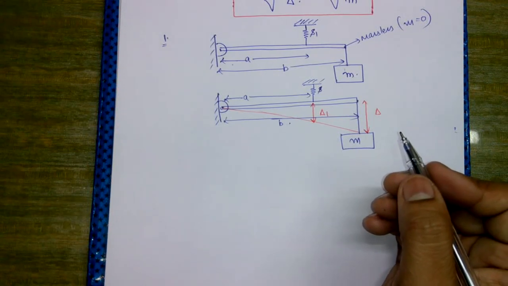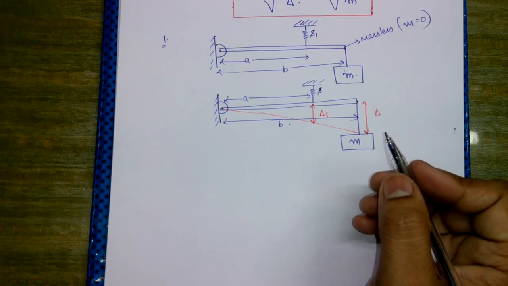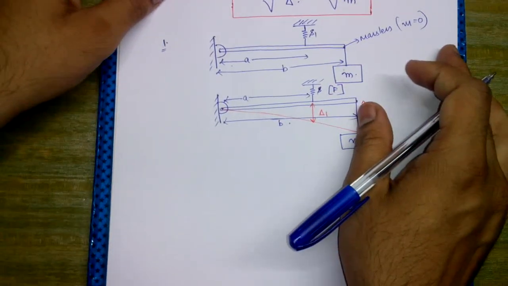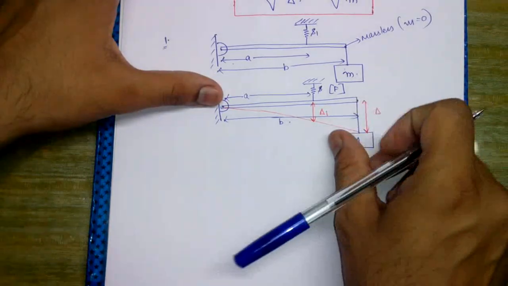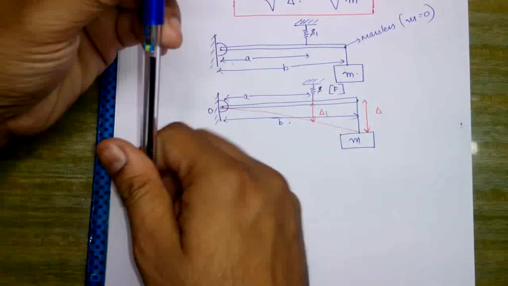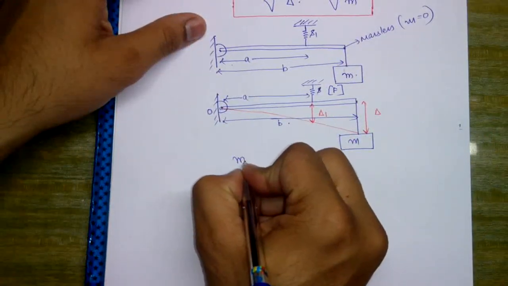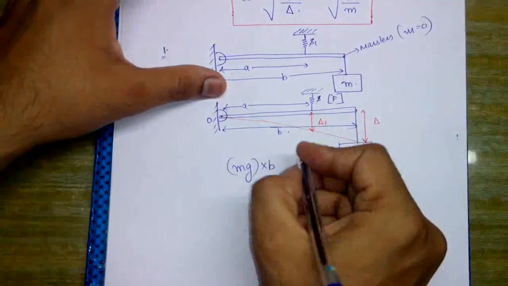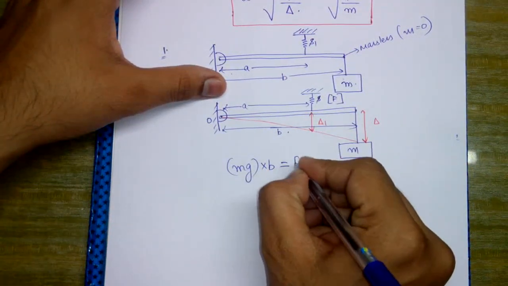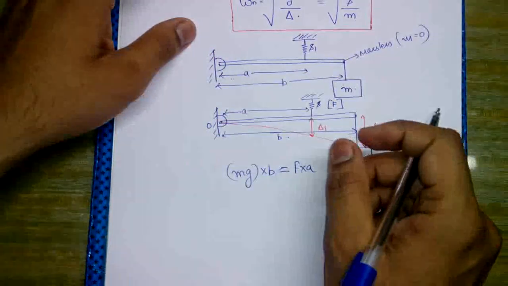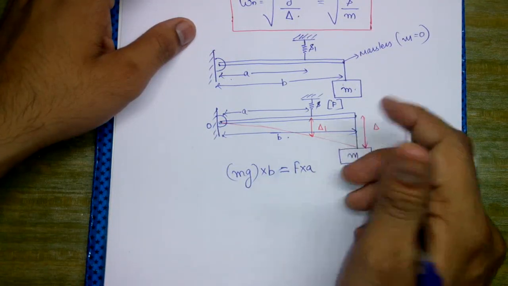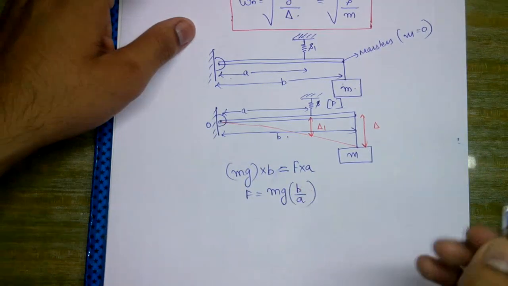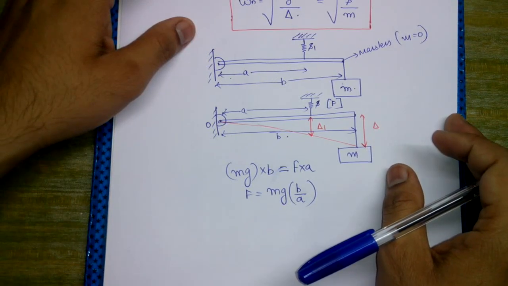Let us say that because of this mass being hung, force F is developed in the spring. Now we will take the moment about this point O. So we have mg into B, which will create a clockwise moment, and this is equal to F into A, which will create the anti-clockwise moment. So from here F simply becomes mg into B by A.